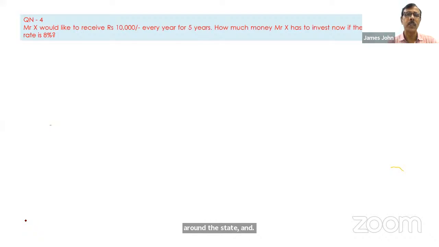X would like to receive 10,000 every year for 5 years. How much money X has to invest now if the interest rate is 8%? Again, what is this question and which formula do you have to use? X would like to receive. In the other question, the person was making a remittance every year, he was making the payment. Here a person is receiving every year. How much? He is receiving 10,000.